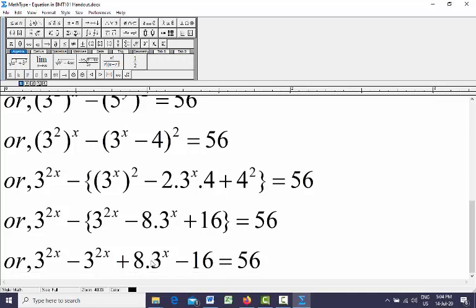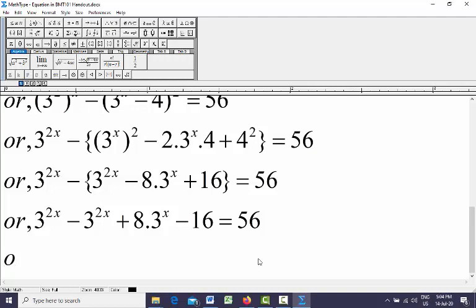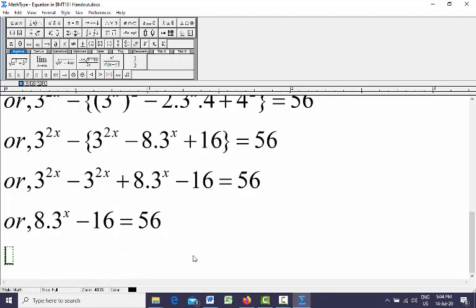Okay, so now you can see what we will have. So these 3 to the power minus twice x will cancel out with this one. So that means these two will cancel each other out. So we are left with this one.